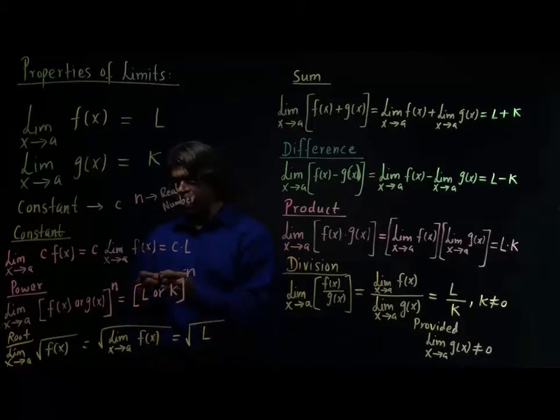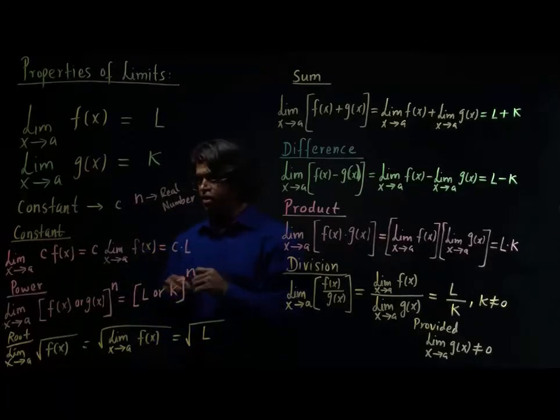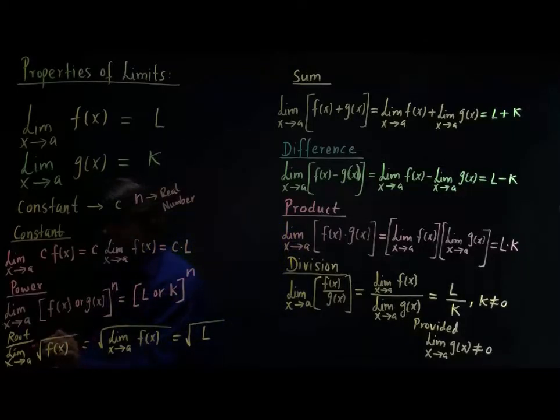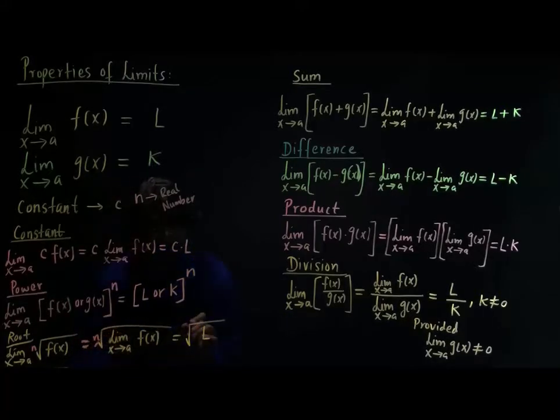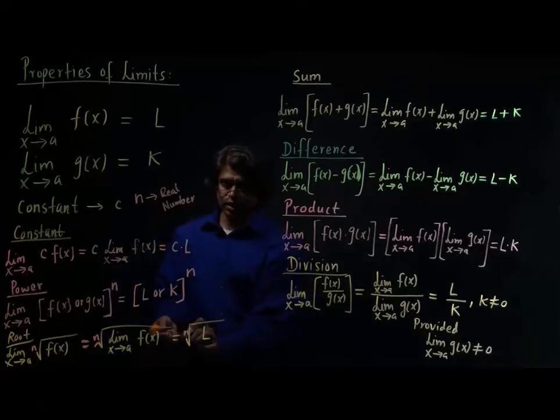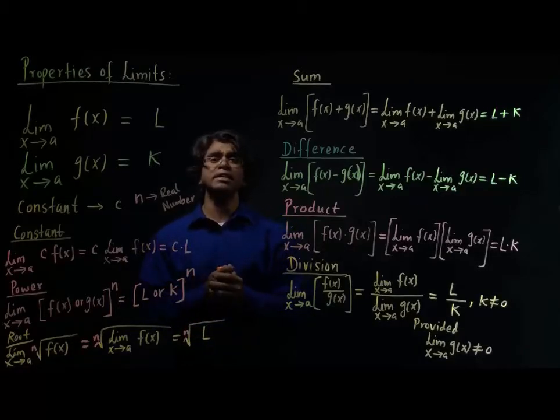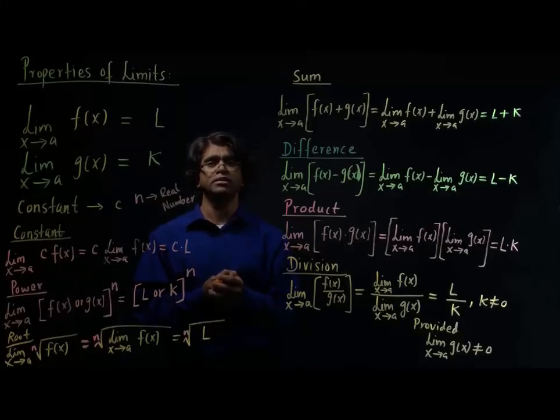Now, it doesn't matter what root I have. So I'm going to make a general statement. If I have the nth root of the function, then I can use this exactly the same way. So my limit for the nth root of the function is the nth root of L. And these are the properties of the limit that we use to find the limit of any given function.